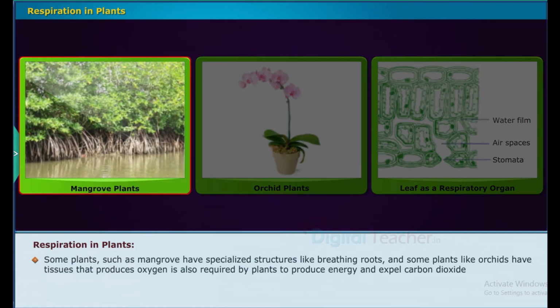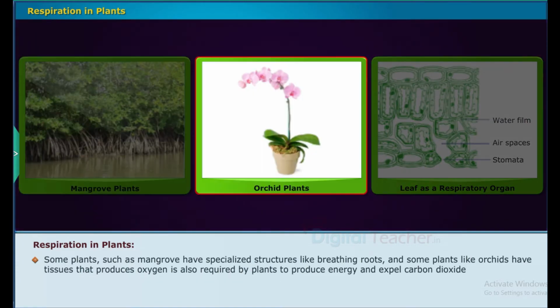Some plants, such as mangrove, have specialized structures like breathing roots, and some plants like orchids have specialized tissues for gas exchange. Oxygen is also required by plants to produce energy and expel carbon dioxide.